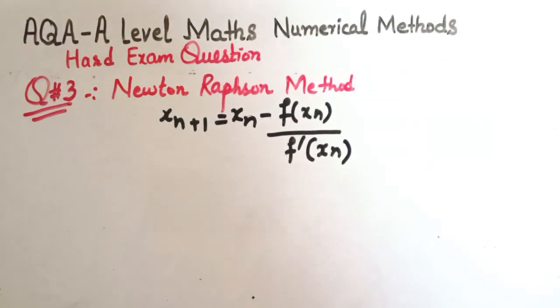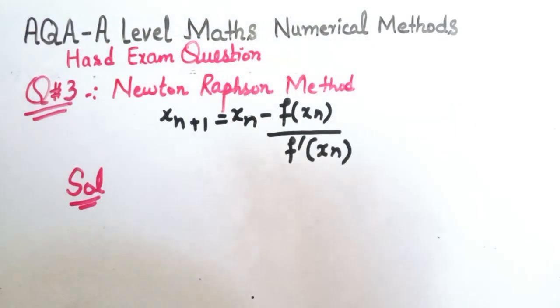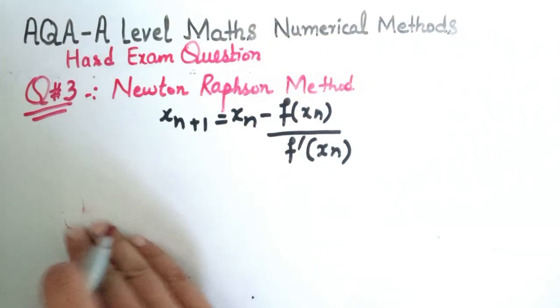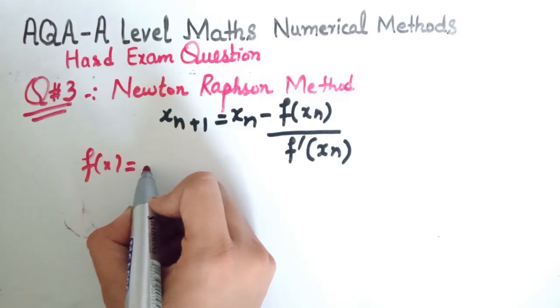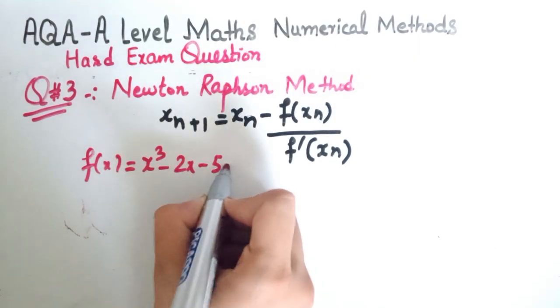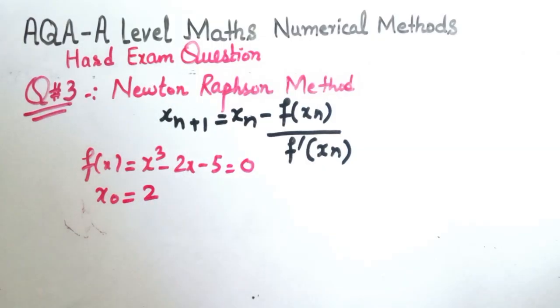So how will we start solving this question? First of all, we will rewrite the question, that is f of x equals x cubed minus 2x minus 5 equals 0, and we start this from x naught equals 2. So we get its derivative, that is f dash of x.